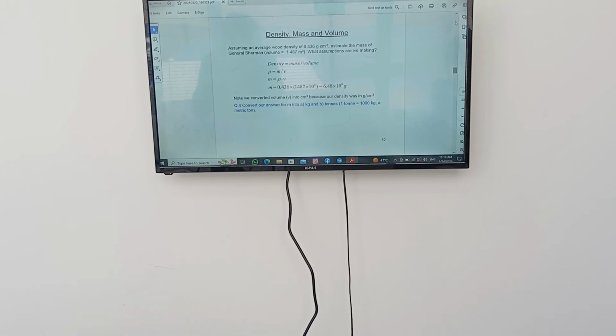Now, we said that density equals mass over volume, and if you want to take out the result of the mass, we're going to multiply the density by the volume. Now, in this question, he wants the mass, okay? So, we're going to take the density that he said, a density of 0.136, and we're going to multiply it by 10 to the power of 6.